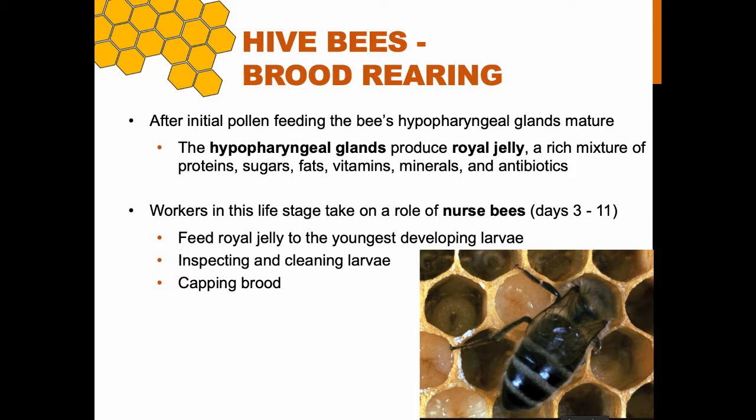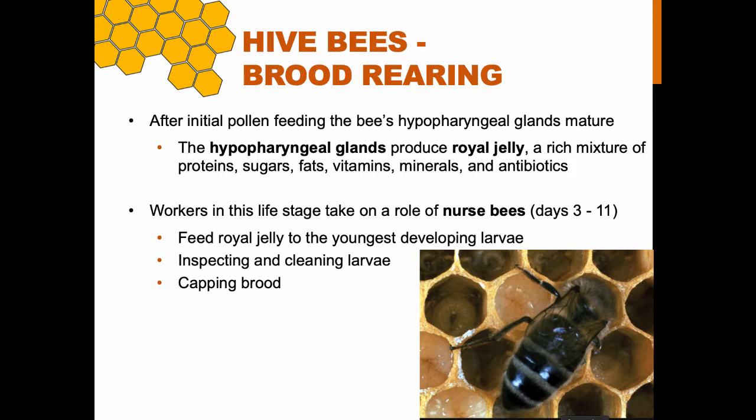Now, during this process, what's happening is their hypopharyngeal glands are maturing, and that's really key. Once their hypopharyngeal glands mature, they are capable of producing royal jelly, which is just a mixture of protein, sugars, fats, vitamins, minerals, and antibiotics. It's basically baby food for bees. Once they're capable of producing it, workers jump into the first of their extended jobs, which is being nurse bees. And most workers will become nurse bees for around 3 to 11 days.